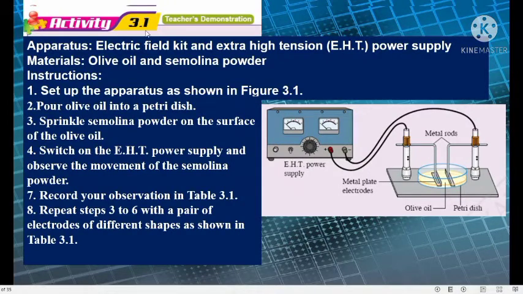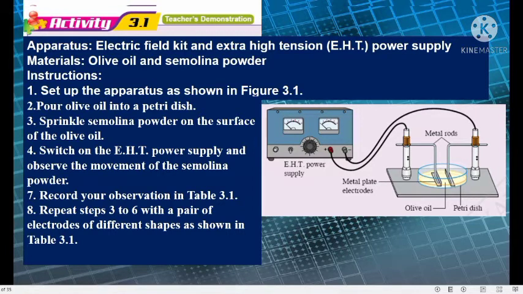You can refer to your textbook, activity 3.1. In this activity, we want to show the existence of electric field and also the pattern of electric fields. Apparatus required: electric field kit. This is the electric field kit.